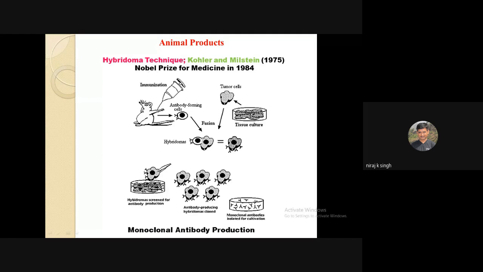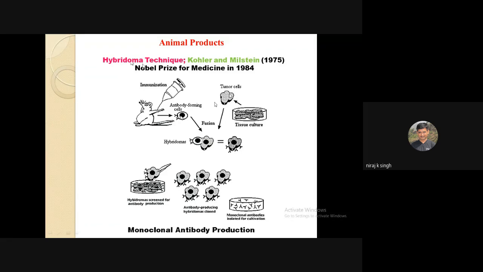Hybridoma means what? Hybrid and oma. Hybrid means fusion of two, and oma means that out of the two, one is cancerous. So hybridoma is a technique in which antibody-producing cells get fused with cancerous cells. The antibody-producing cell has the feature of producing antibody, but it has a very short lifespan. The cancerous cell is not producing any antibody, but it has an infinite lifespan.